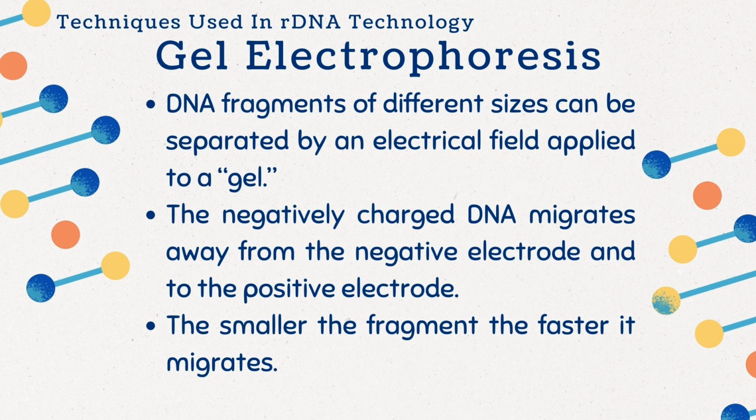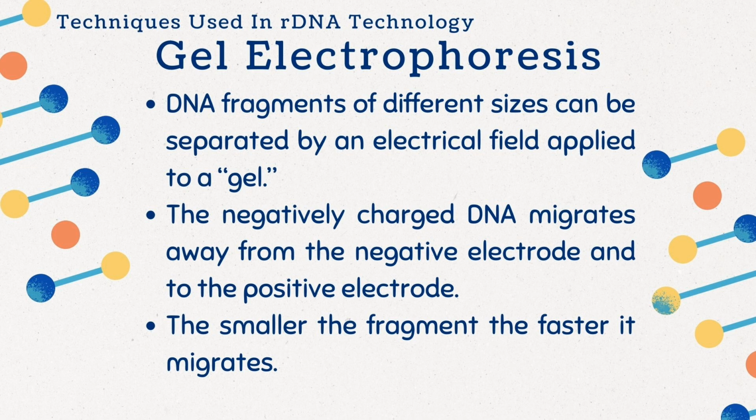In the next slide is what we call gel electrophoresis. DNA fragments of different sizes can be separated by an electrical field applied to a gel. The negatively charged DNA migrates away from the negative electrode and to the positive electrode. The smaller the fragment, the faster it migrates.